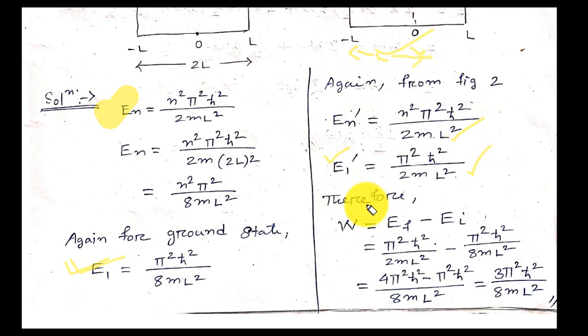from figure 2. Therefore the work done, we know, is the final energy minus the initial energy. The final energy is pi squared h-bar squared by 2 m L squared, and the initial energy is pi squared h-bar squared by 8 m L squared. So we get 3 pi squared h-bar squared by 8 m L squared. This is the required work done when a wall is raised in a one-dimensional box.